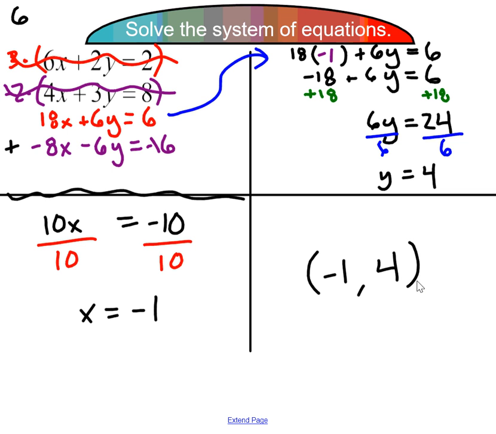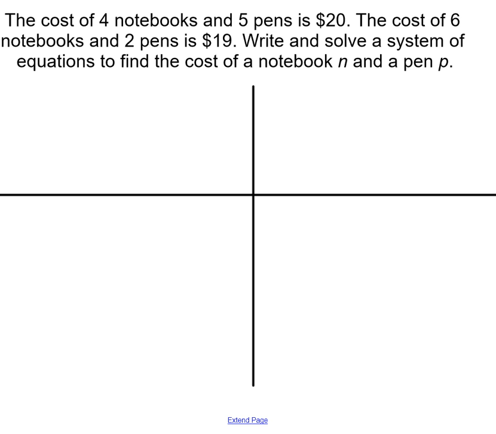Our final problem is a story problem. It says the cost of 4 notebooks and 5 pens is $20. So I'm going to go ahead and write that down. So I have 4 notebooks plus 5 pens is $20. The cost of 6 notebooks and 2 pens is $19. So 6 notebooks plus 2 pens is $19.